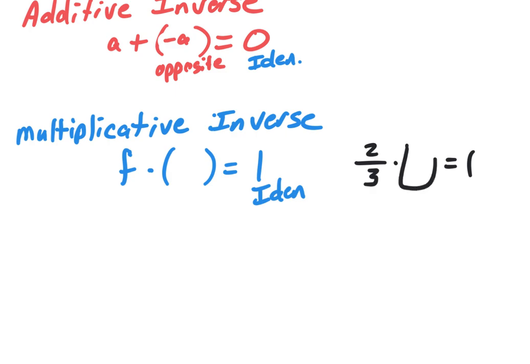So if we're trying to figure out what goes in this box here, it'd be 3/2. That number is what we call its reciprocal. We just take the number and we flip it over. And that's why I started with a fraction here, okay?